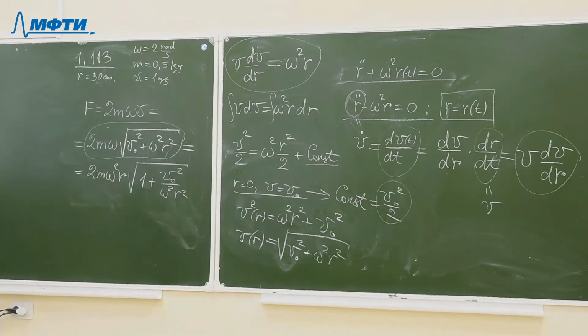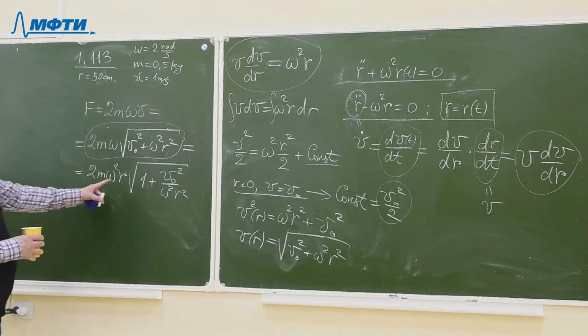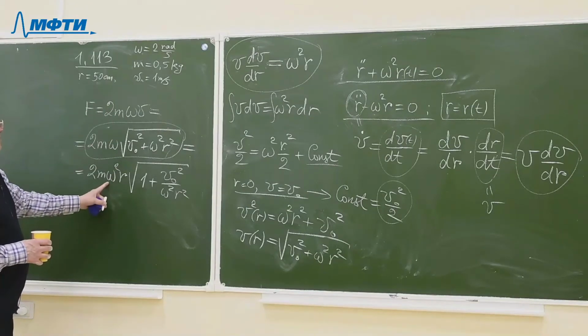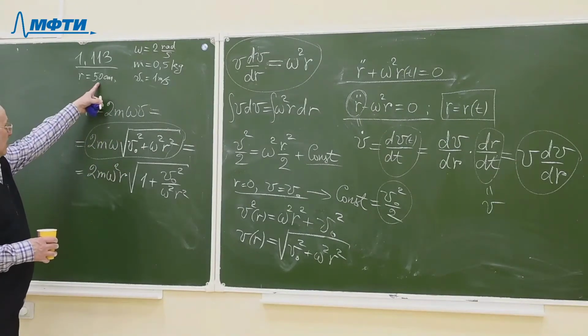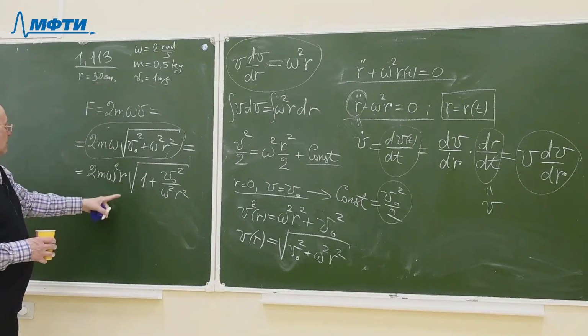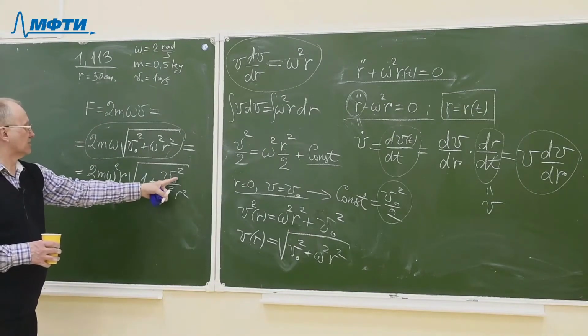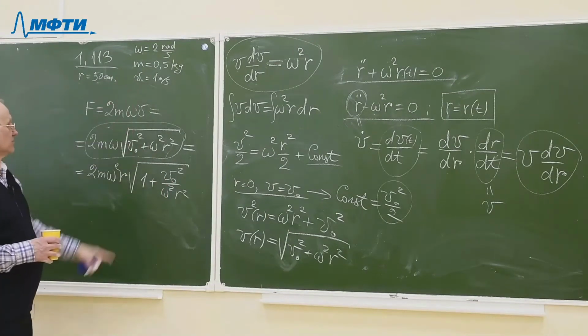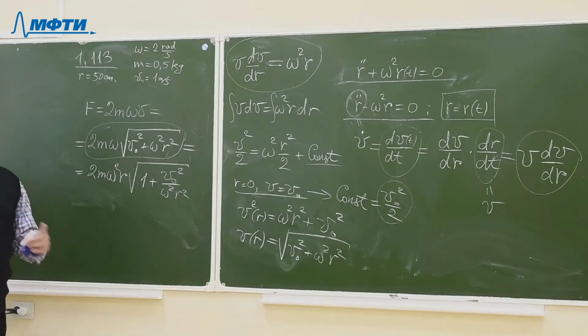And all these quantities are given in the problem. Omega is 2 radians per second, r is half a meter, and initial velocity v0 is given as 1 meter per second. So everything is known, all the quantities are given and known, so this formula may be considered to be the final answer, because all the quantities are given in this formula.